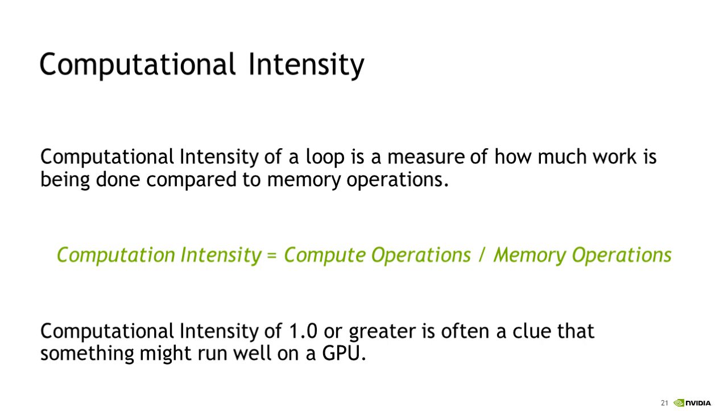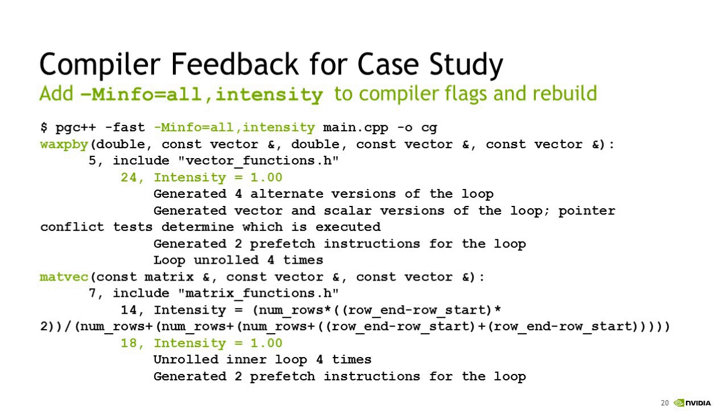A high computational intensity is often an indication that something would run well on a GPU. That's because the amount of time we spend copying data to the GPU is going to be offset by how much work we've done. Typically, if you see a computational intensity of 1 or greater, that's frequently a clue that this is something you might want to move to the GPU. So going back to our compiler output, you can see that both of these major routines have loops with computational intensity of 1. So this is something we might want to consider moving to the GPU.